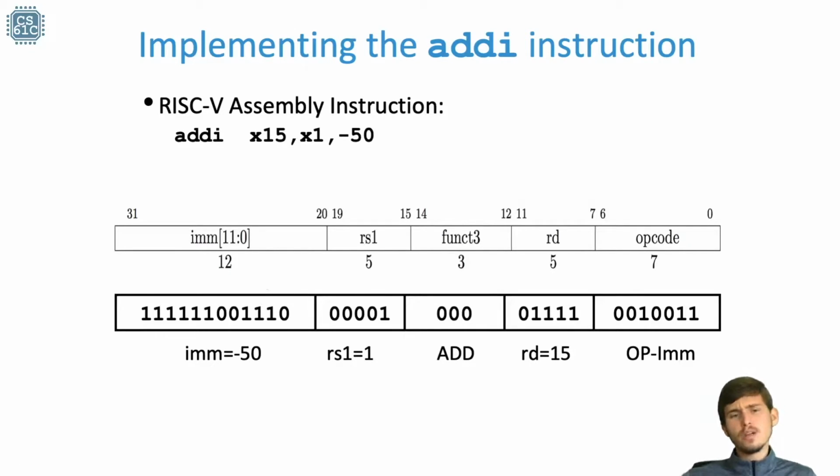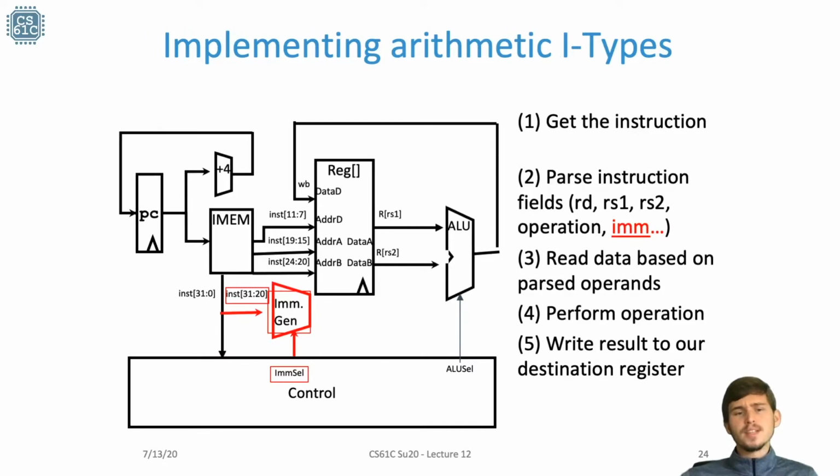So for the most part, we already support most of this stuff. I mean, we know how to add values together. We know how to write them back to a register. We know how to fetch a value from a register, but we don't know how to handle an immediate yet. So that's where this new part of our data path comes into play.